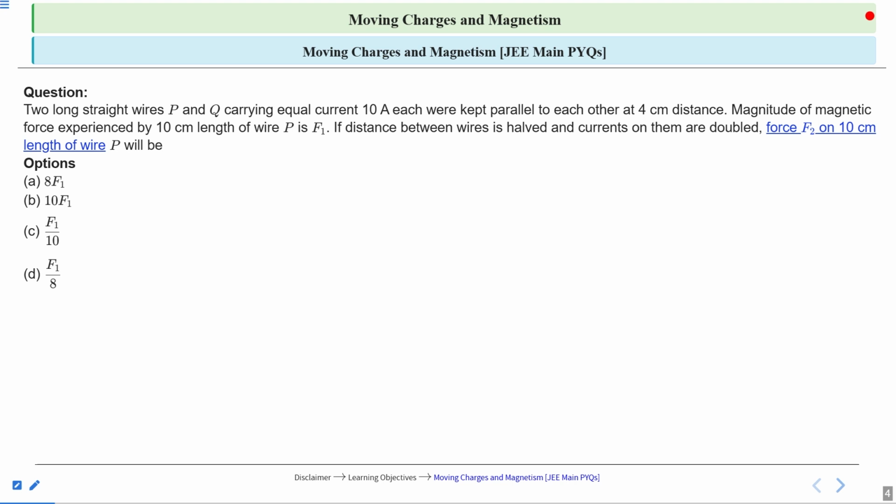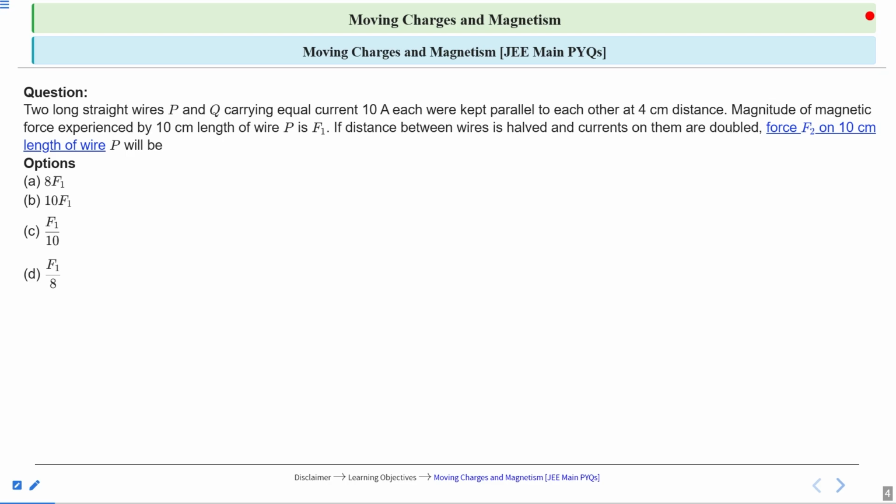So our first question: two long straight wires P and Q carrying current equal to 10 ampere each were kept parallel to each other at 4 centimeter distance. So IP here is 10 ampere, IQ here is 10 ampere also, and D here is the distance between the two parallel conductors, 4 centimeter. The magnitude of magnetic force experienced by 10 centimeter length of wire P is F1. So we used to calculate the force per unit length on the current carrying conductor due to the other conductor.